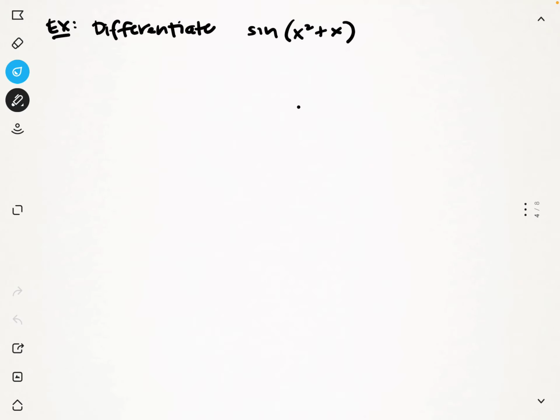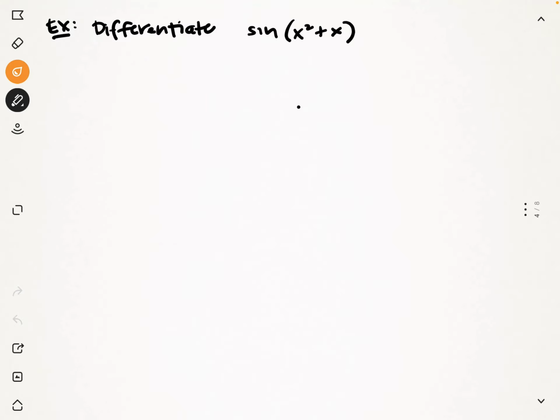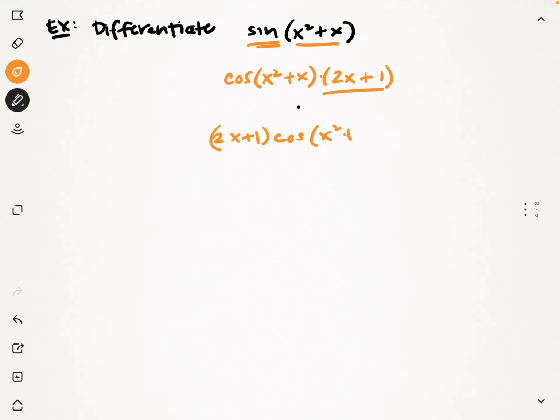Okay, last example here. It's asking us to differentiate the sine of x squared plus x. So notice the sine is the outside function, x squared plus x is the inside function, so we're going to take the derivative, right? We're going to take cosine. The inside is going to be the same, times the derivative of the inside, so we're going to have 2x plus 1. And I guess this would probably go in front, so it would be 2x plus 1 cosine of x squared plus x.